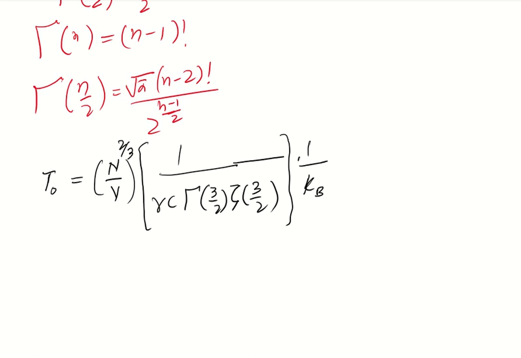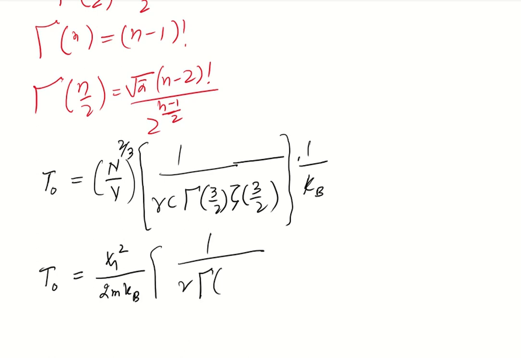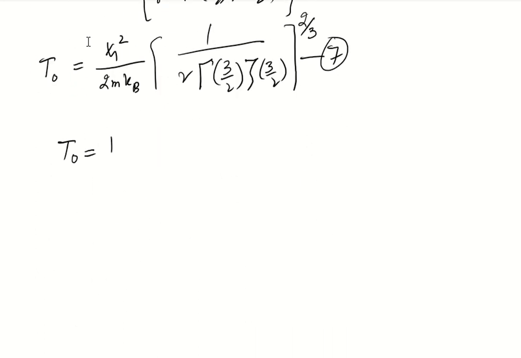T0 will be equal to h-bar squared over 2 m kB when you put the value of C in it. So you will get 1 over gamma 3/2 Riemann zeta 3/2, everything raised to the power 2/3. So this is equation 7, and if you put now these values, you will get the accurate value of T0, and our T0 is our Bose-Einstein condensation temperature.